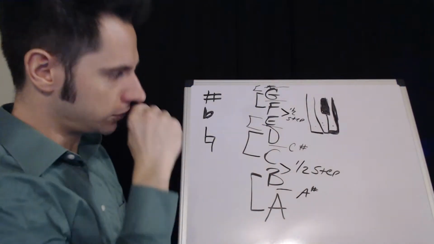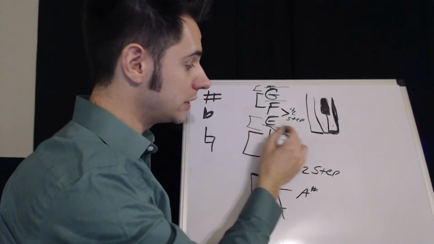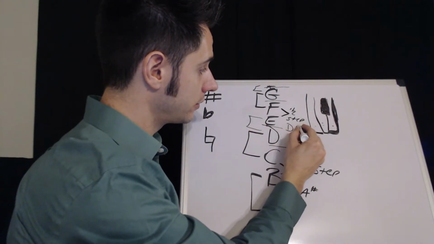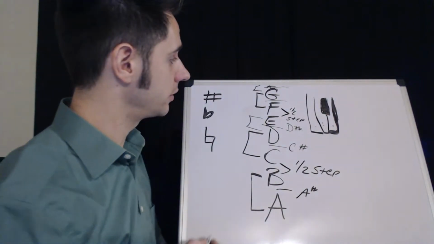Okay, D to E is a whole step. All right. Now, we have this note in between D to E. That's going to be a D sharp. Okay, D sharp.